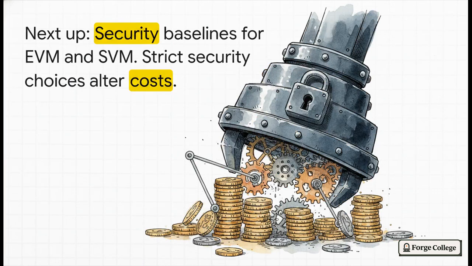Why? Because in our next lesson, we are diving deep into EVM and SVM security baselines. We're going to explore how strict design choices, things like altering your validation order or throwing in heavy access controls, can completely blow up those beautiful cost profiles you just spent weeks optimizing.